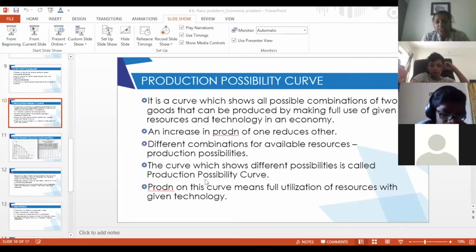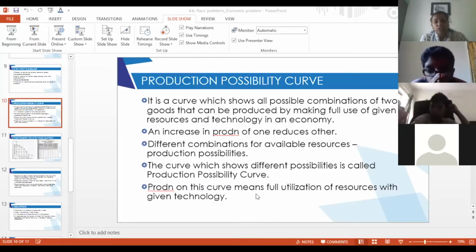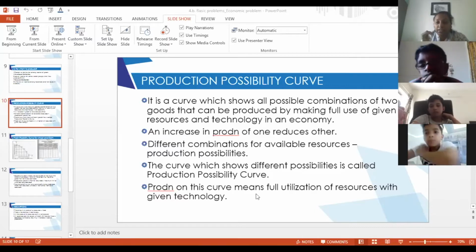And the production possibility curve means full utilization of resources with the given technology. Here we are assuming that your technology does not change, because if technology changes, if you can have better technology, you can use the same amount of resources to produce more. So when you are studying the production possibility curve, it is for the current situation where your technology does not change. This is the assumption of the production possibility curve, that technology does not change.